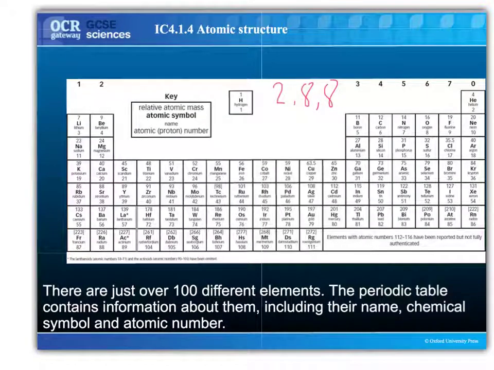You can apply this procedure to any of the first 20 atoms, and you could be expected to in a test, going from hydrogen with just 1 electron right through to calcium with 20 electrons. If it was calcium, there'd be 2 in the first shell, 8 in the second, 8 in the third, leaving 2 in its fourth shell.